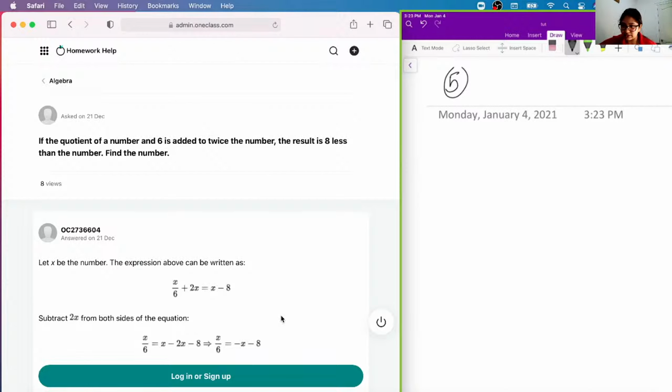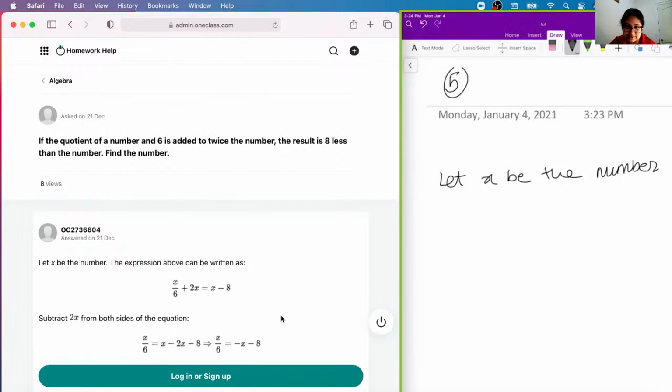Okay, so we first have to give a variable to the number so that we can represent it in some way. So we can say, let x be the number. Okay, so we're trying to find x.